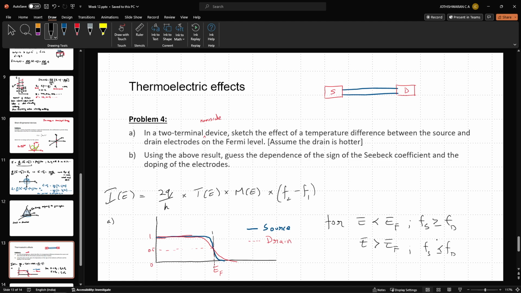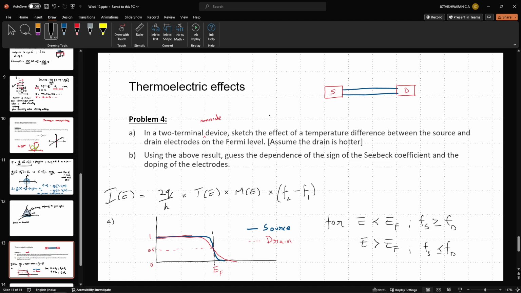So this is essentially the answer to part A. Since we know the differences, we can give the sign of the function. If I write the difference as Fs minus Fd, it is going to be positive for energy levels less than EF, and it is going to be negative for energy levels greater than EF.